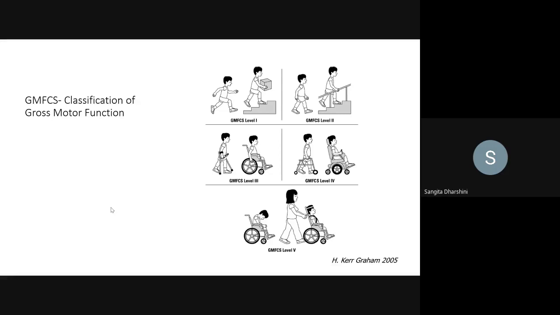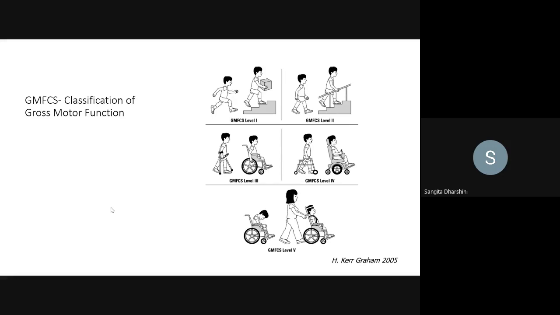So quite often we use this classification because it tells us practically what a child can do. So spastic hemiplegic CP, like the girl in the video, probably GMFCS level 2. That sort of thing describes the kid a bit better.